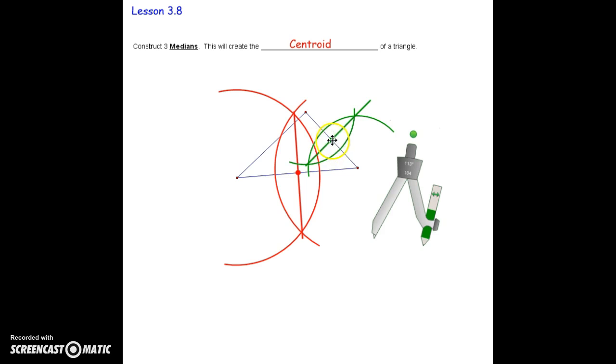Okay, now those midpoints I need to create into medians. So I'm going to take the midpoint to the opposite corner, midpoint to the opposite corner. Now because my other midpoint to the opposite corner would also meet at that point of concurrency, I'm just going to do 2 to speed up things. So this right here would be our centroid.